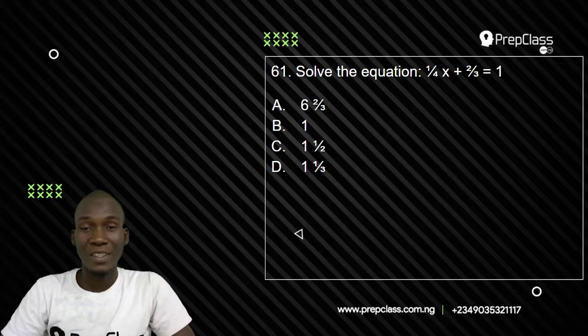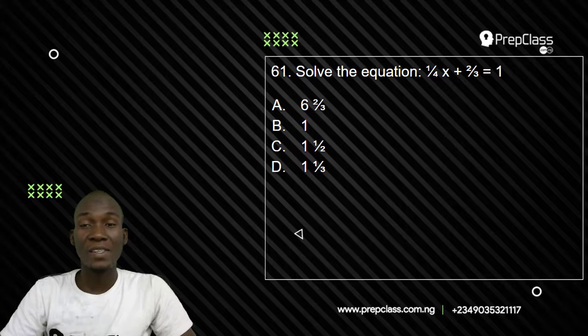Question number 61. Solve the equation 1 over 4x plus 2 over 3 equals 1. A. 6 whole number 2 over 3. B. 1. C. 1 whole number 1 over 2. D. 1 whole number 1 over 3. So to solve the equation means we have to find the value of x. So let's solve.